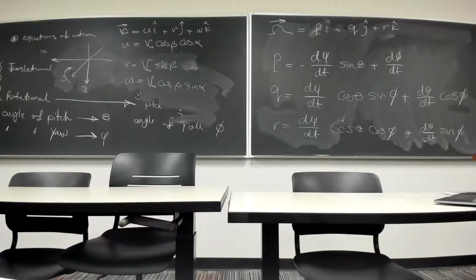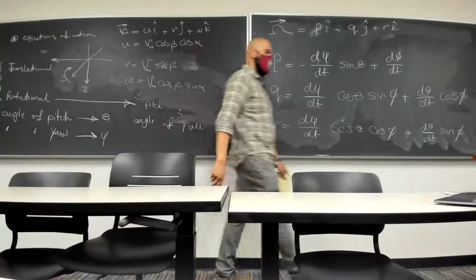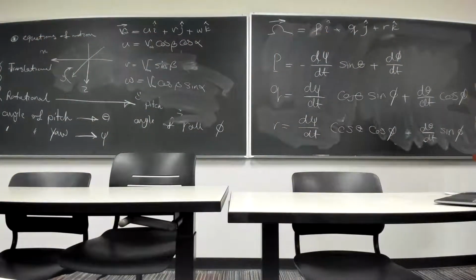Okay, so what if we are only rolling? We are only going to have P, right? So your angular velocity. What if we are only yawing? R is going to be the only component. And if you have a combination of roll, yaw, pitch, all of those things, more components will show up. So these are the basic definitions you need to know before jumping into the equations of motion.